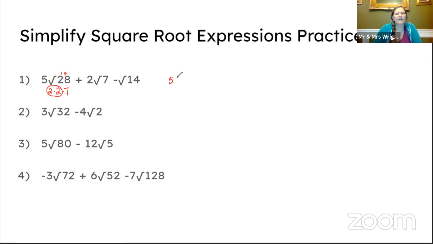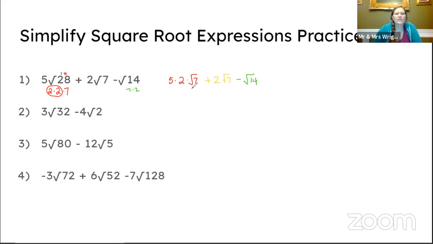So I'm going to have 5 times 2 times radical 7. All right, so here we don't have to do anything with this next one, 2 radical 7. It's already in its simplest version. 14 is just 7 times 2, and there's nothing out of that that I can pair up. There's nothing that I can take the square root of. So it actually is already simplified as well.